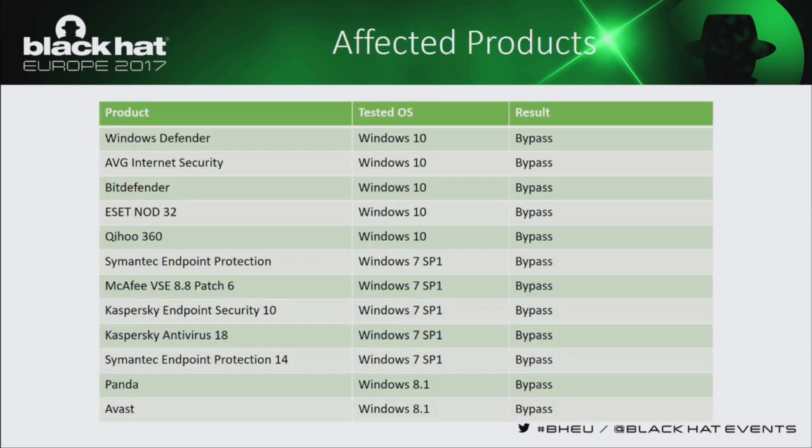The affected products of process doppelganging are the following that we tested. We tested all these. They were all bypassed. What we did is we took the executable, such as the tool we showed before. We saw that the antivirus flags this as an executable. When we double-click it, then we loaded it as a doppelganger, and it was able to run with no problems.